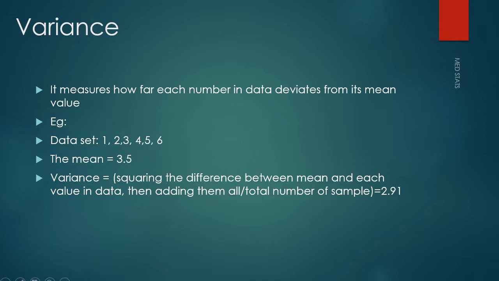Then I can calculate variance by first subtracting each data value from the mean value and then squaring all these differences, adding them and then dividing them by the total number of samples. That means first I will subtract 1 from 3.5, 2 from 3.5, 3 from 3.5, 4 from 3.5, 5 from 3.5 and 6 from 3.5. Then I will square all these differences, then sum them and divide by the total number of samples, that is 6. Then I will get a variance of 2.91. So variance actually means how far each value is differing from its mean value.